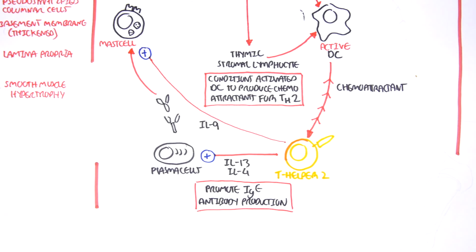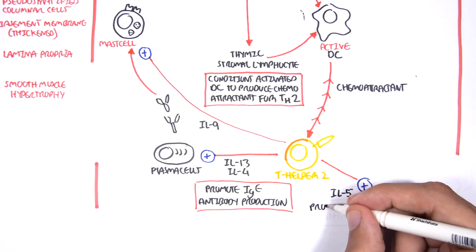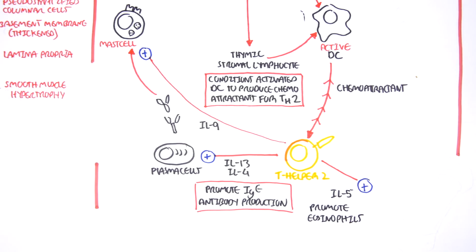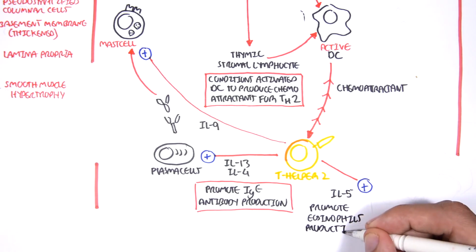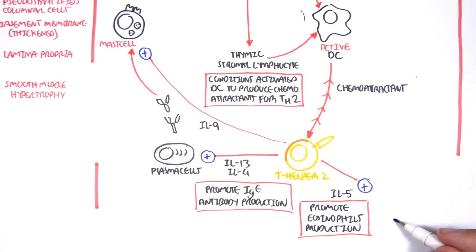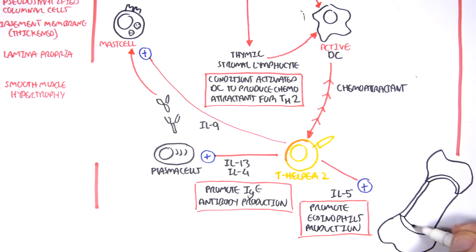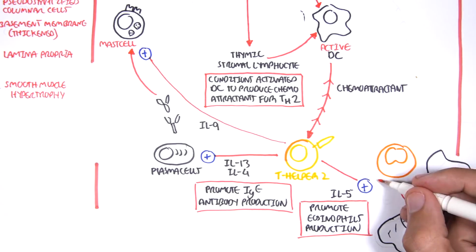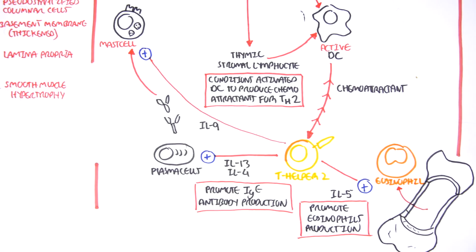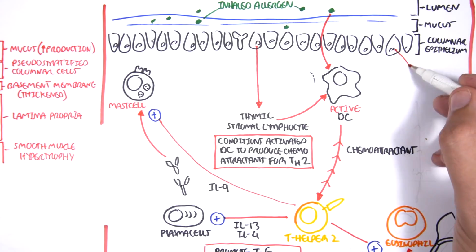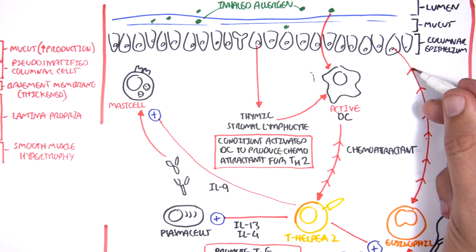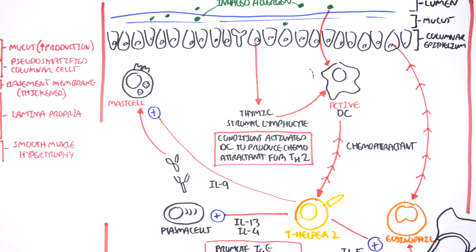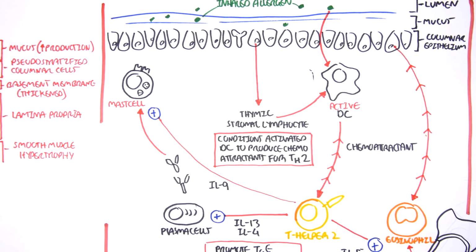activity. Another important function T helper 2 cells do is that it will stimulate eosinophil production from the bone marrow through interleukin 5. So interleukin 5 will stimulate eosinophil production, so you get more eosinophils. And with more eosinophils, there's a chemotactic process occurring which will attract the eosinophils to the area, to the lungs. And so we have an increase in eosinophil amounts in the lungs.